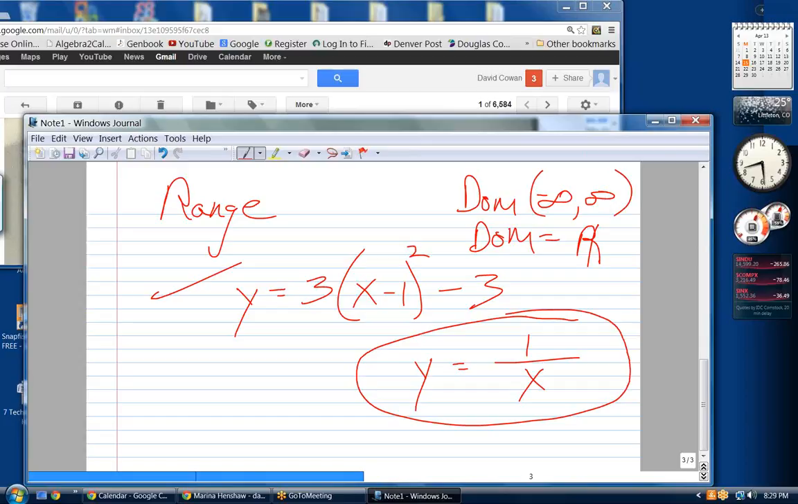What can x be? Or better yet, what can x not be? Because it's usually easier to figure out what x can't be than what it can be. What can x not be? 0. Okay, so it can be any other thing except 0. It can be minus a billion, it can be minus infinity, it can be plus infinity, it can be plus a billion. It just can't be 0. Okay, so what can y be in this one here?